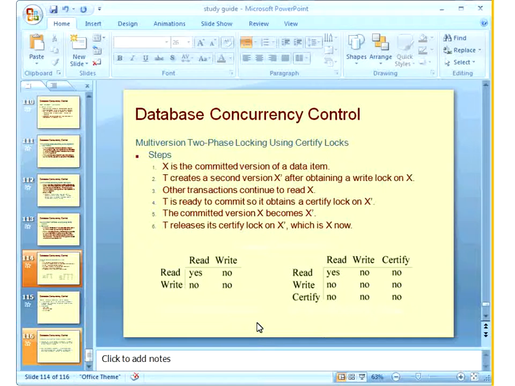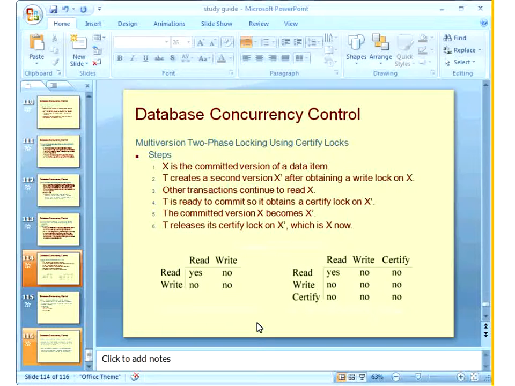Now T is ready to commit, so it obtains a certify lock on X'. So X' was the version of X which was obtained by T. Now T is ready to commit, so it obtains a write certify lock on X'. The committed version X becomes X'. Now T releases its certify lock for X', which is X now.